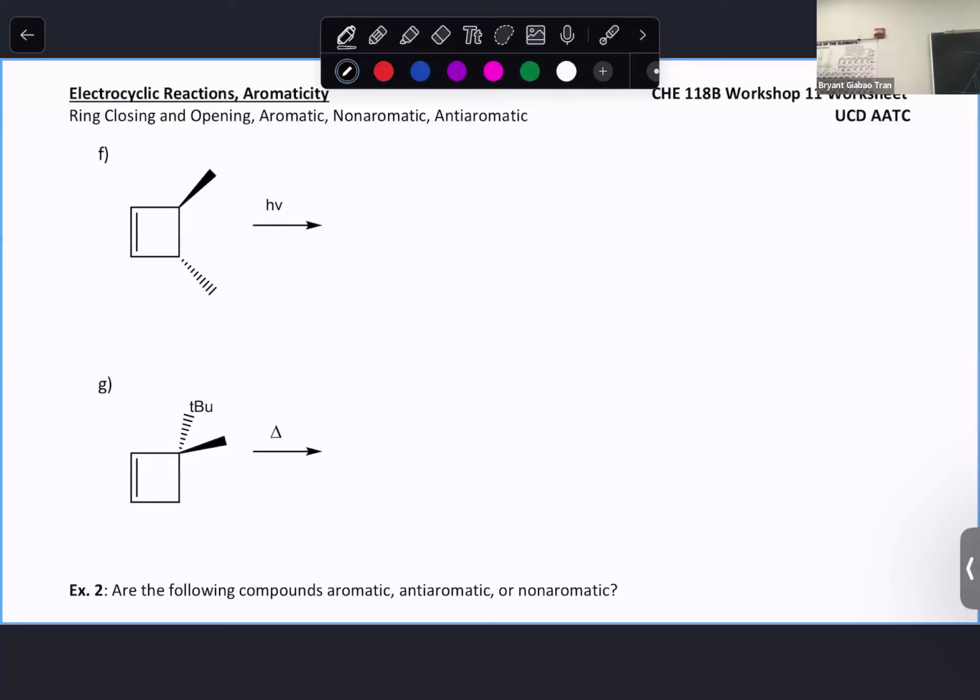I haven't seen them before. This is my first time seeing these kind of weird reactions. It's good practice, because honestly, even on her exams, her reactions weren't this hard, but we were able to do these.